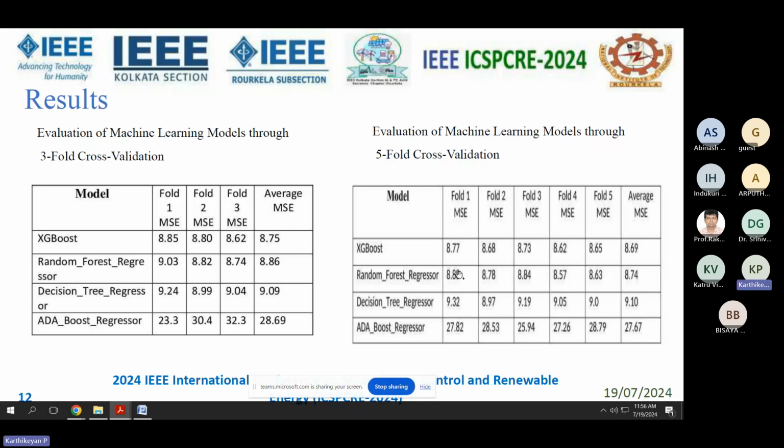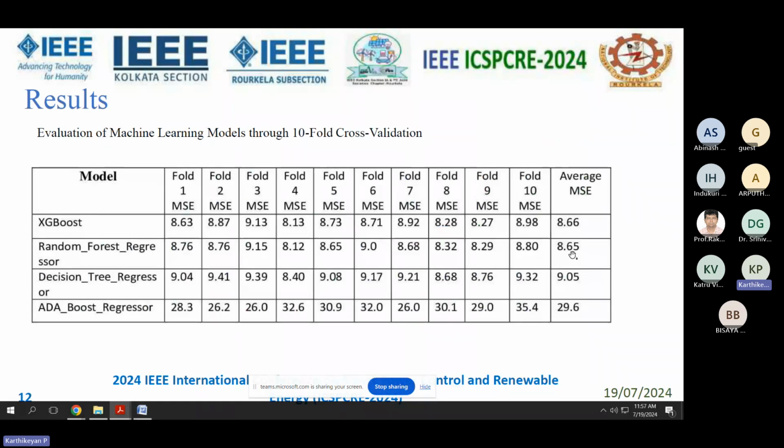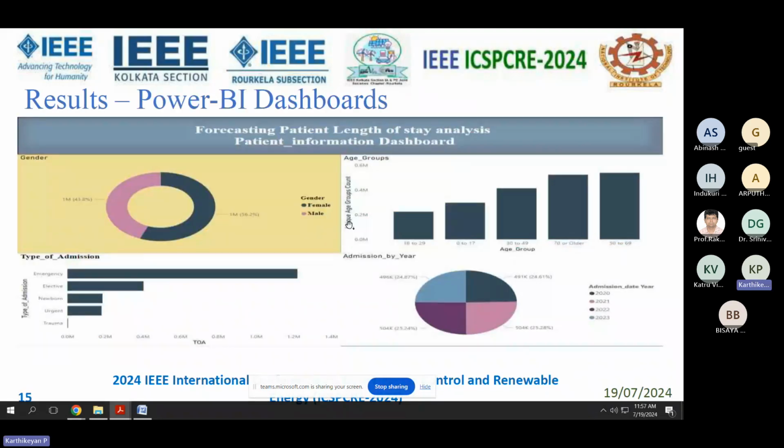Next is fivefold, then tenfold. XGBoost and random forest scored the lowest mean square error: threefold 8.74, fivefold 8.69, tenfold 8.66. So for the prediction model, we chose the XGBoost model. Whatever data comes in, we feed it into the XGBoost model, which predicts the patient length of stay in integer days, 3 days, 4 days, and so on. This is the dashboard that will be shown to the hospital management team.